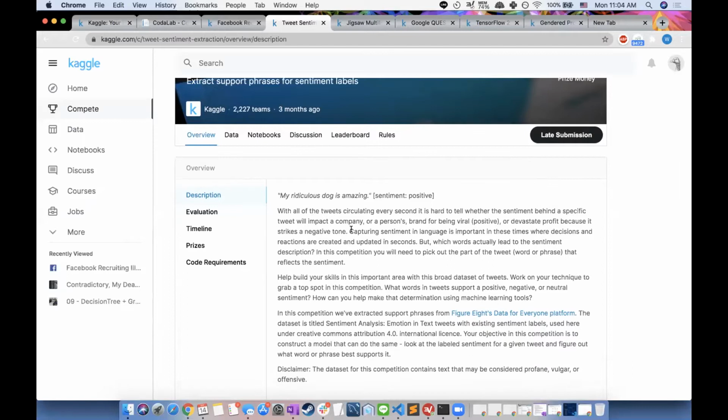As you can read here, capturing sentiment in language is important in these times where decisions and reactions are created and updated in seconds. But which would be the words? Amazing, right? In this case, amazing is the positive word. Yes, you're right. Amazing. But which words actually lead to the sentiment description? So, how do they express that positive emotion?